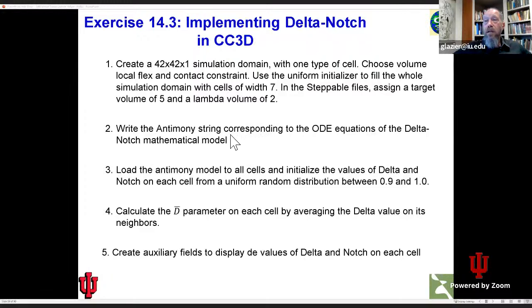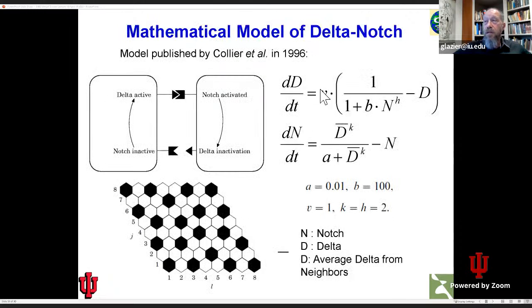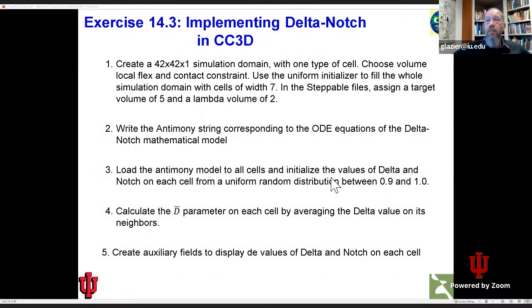Now we're going to write an Antimony string that's going to correspond to these two equations. You can write them as explicit ODEs if you like, or rates, either one. Then we're going to load the Antimony model into all cells. And we're going to give the initial concentration in each cell of delta and notch to be a random number between 0.9 and 1.